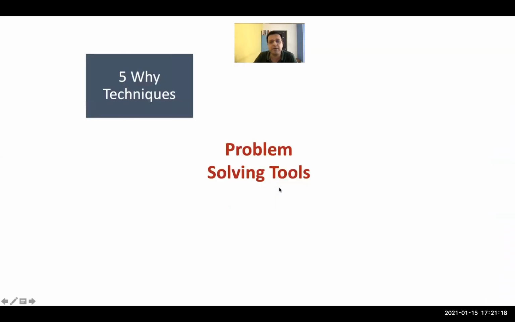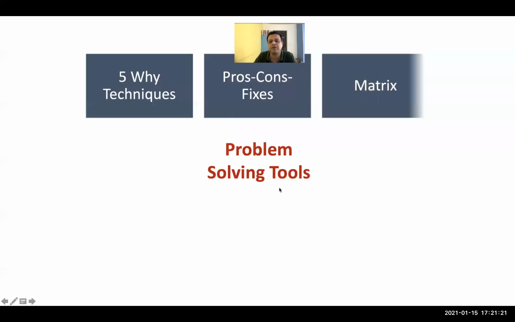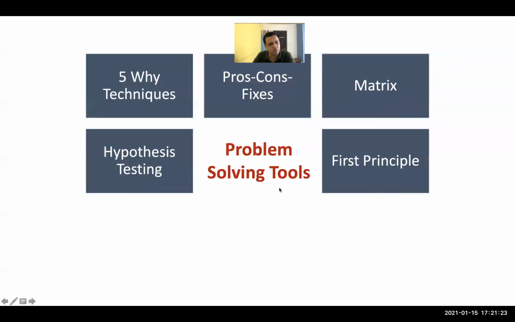Okay, that is the incredibly powerful tool called first principles thinking. I have given an overview. I'll give you some more self-reading and additional resources for you to get deeper and deeper. The five techniques: pros cons fix, matrix, hypothesis testing, and first principle.